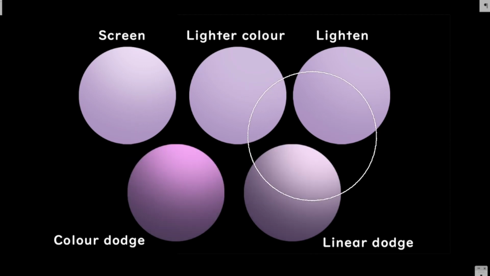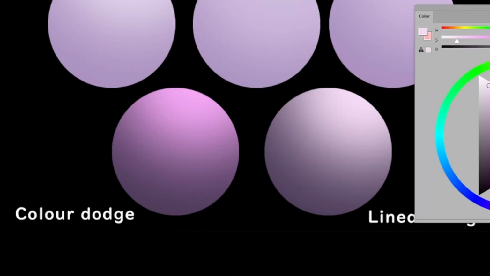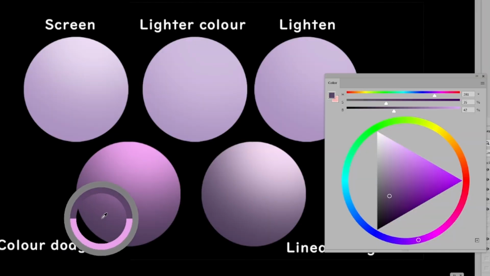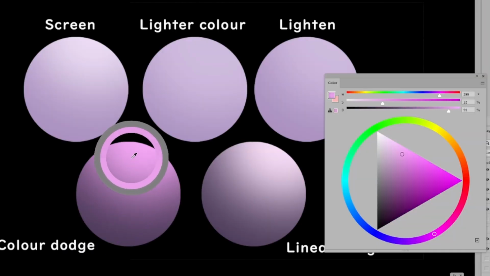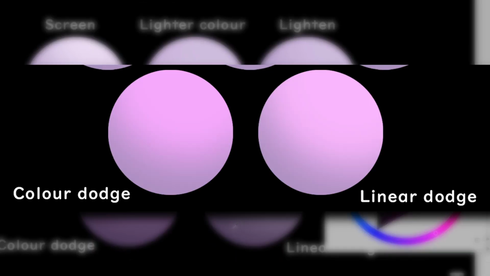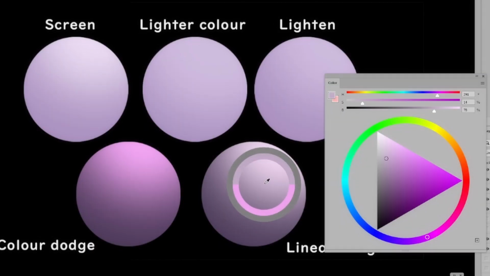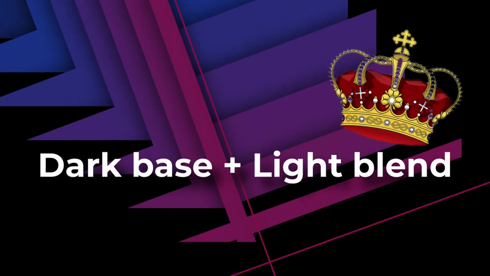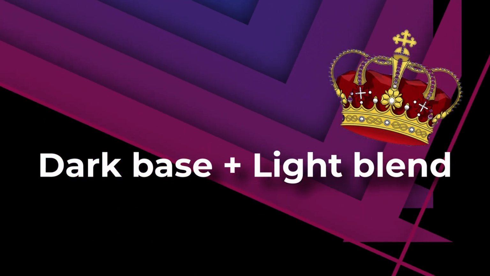Just a quick common example, with a darker base plus a lighter blend, color dodge gives this much more saturated result compared to linear dodge. Of course, there are many other subtle differences as well if you use different combinations. For example, a light base and a dark blend will give you this. But for the video's sake, let's just leave it at that. I mean, 95% of the time we would be using the dark base plus light blend setup anyway.